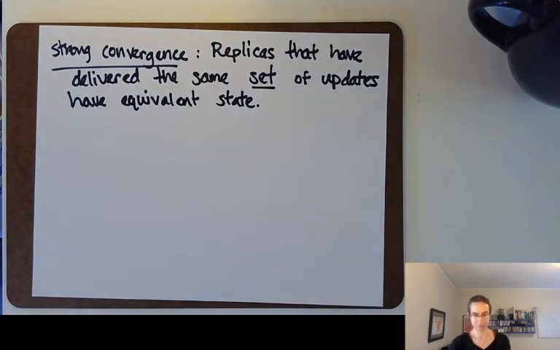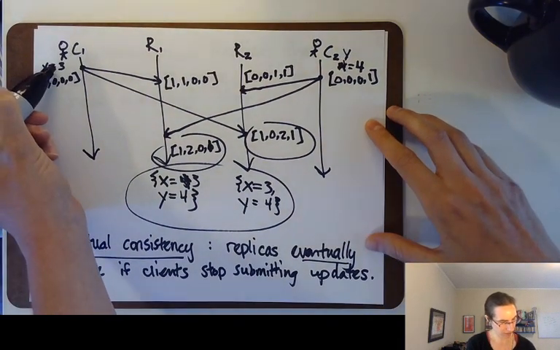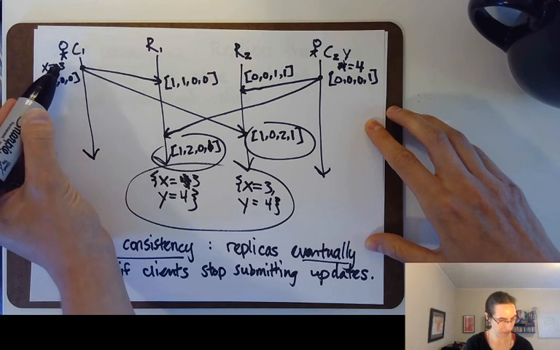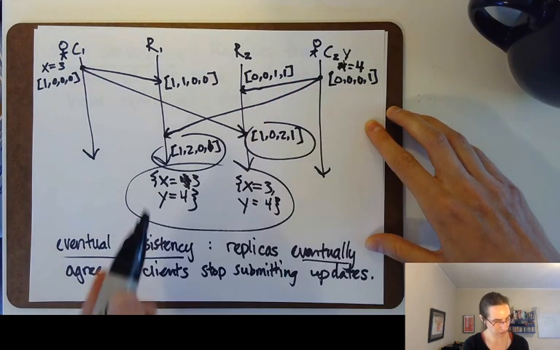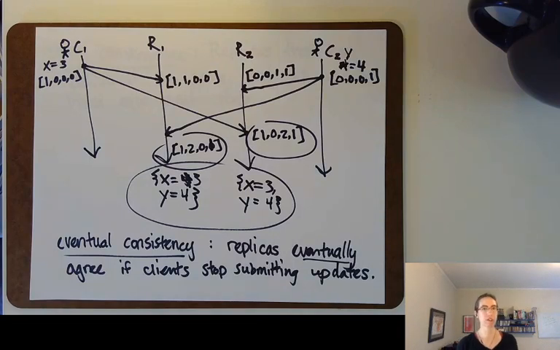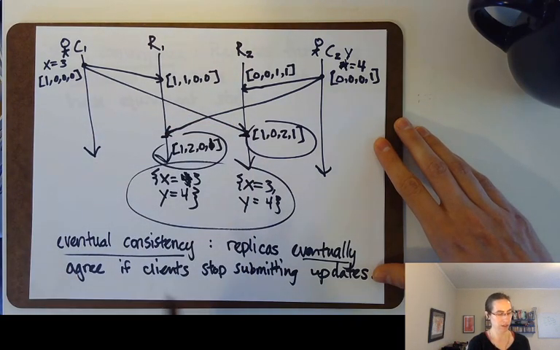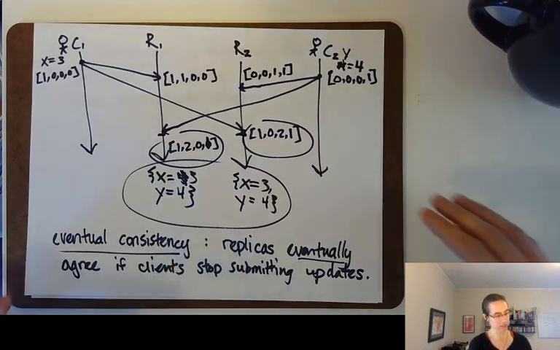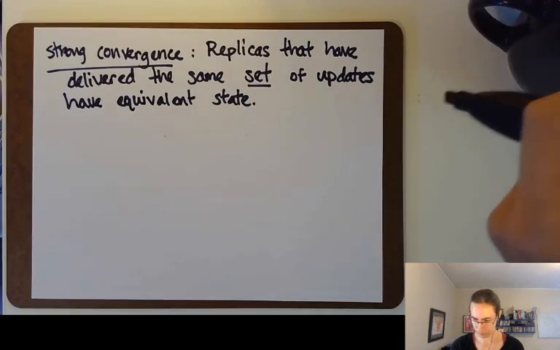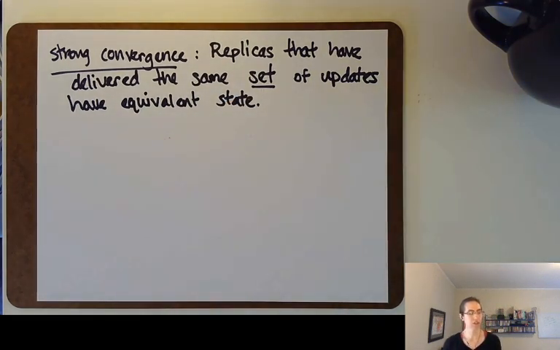Notice the word set here. So in this picture, we had client 1 setting the value of x to 3, and client 2 setting the value of y to 4. Notice that those updates came in a different order. So these replicas didn't deliver updates in the same order, but they delivered the same set of updates. At this point, you can say that the set of updates that both have delivered is the same, and so these replicas are strongly convergent. So the same set of updates, regardless of the order they came in, if they have an equivalent state, we say that they're strongly convergent.